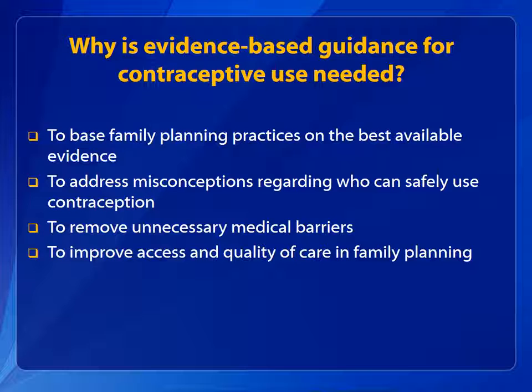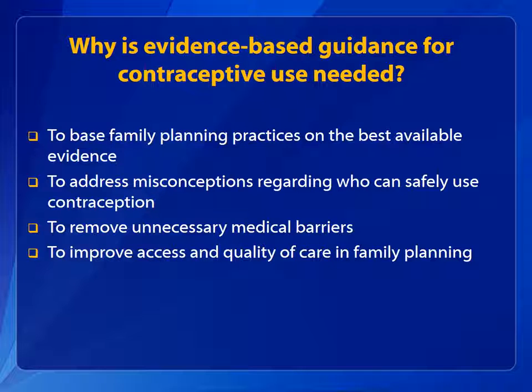Prior to the development of the World Health Organization and the Centers for Disease Control and Prevention guidelines, most contraceptive guides around the world were based on medical textbooks or on the individual clinical practice of the author. They also generally addressed contraceptive use for healthy women, with the result that in many places around the world, including the United States, women with medical conditions were denied access to contraceptive methods.